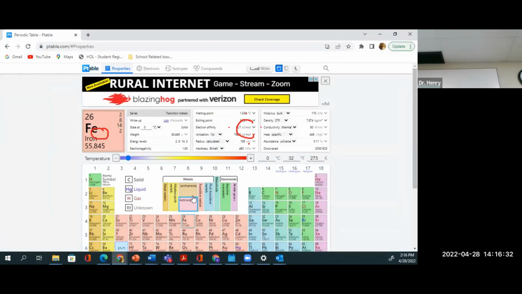So just a reminder. 1, 2, 3, 4. So when we're counting valence electrons, we're only counting S and the P. We don't worry about the D. Okay.